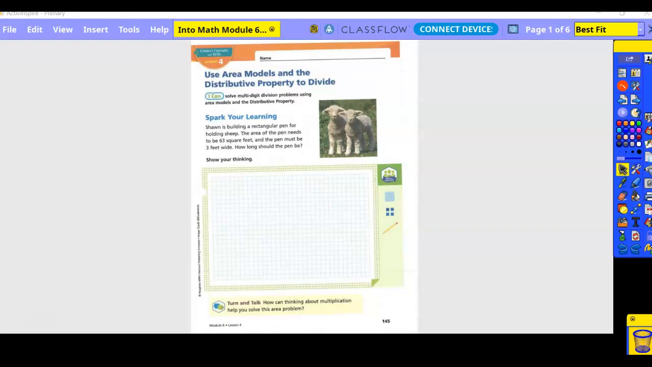Spark your learning. Sean is building a rectangular pen for holding sheep. The area of the pen needs to be 63 square feet, and the pen must be 3 feet wide. How long should the pen be?